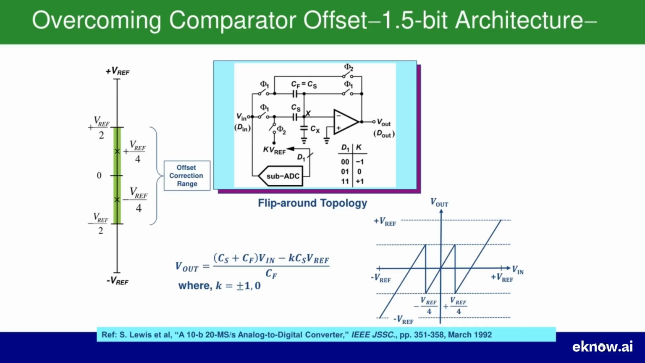So, we've seen how comparator offset can be a real problem, leading to missing codes. A very popular and elegant solution is what we see here, the 1.5-bit architecture. Now, the name 1.5-bit can be a little confusing. Does it mean we get half a bit of information? Not exactly. Think of it this way.